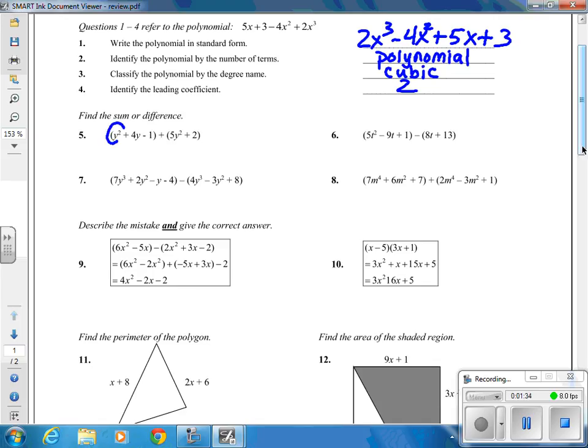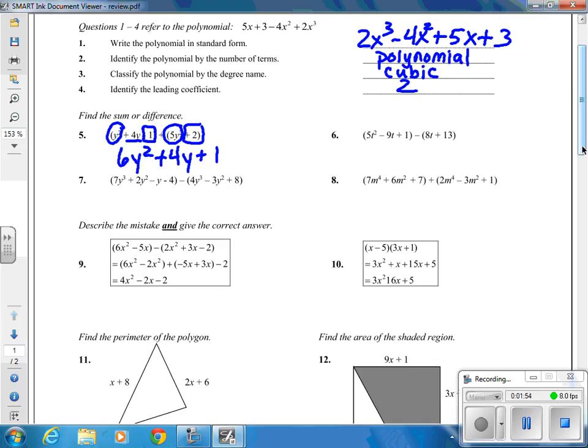So I'm going to combine 1y squared with 5y squared, and I get 6y squared. Then I'm going to go to my 4y that there's nobody to go with, so I just drop him down in the answer. And then I take the constants of -1 and +2, and that makes +1. So there's my final answer for that one.